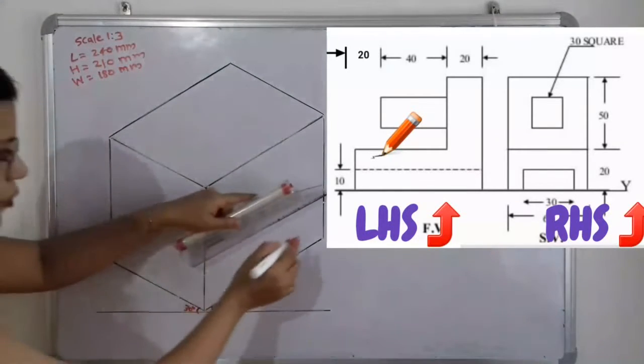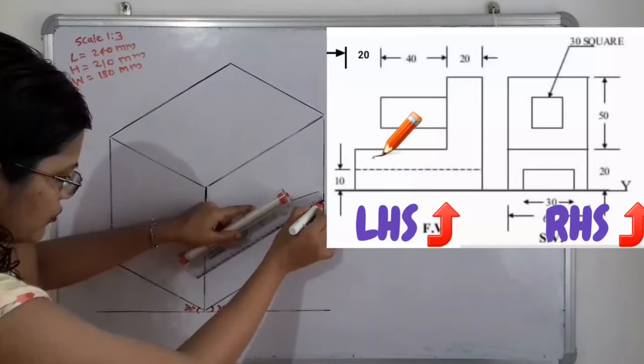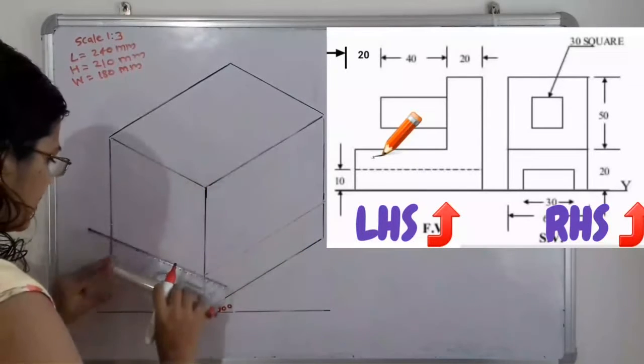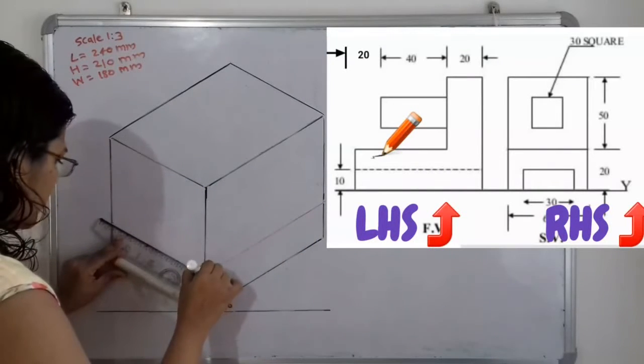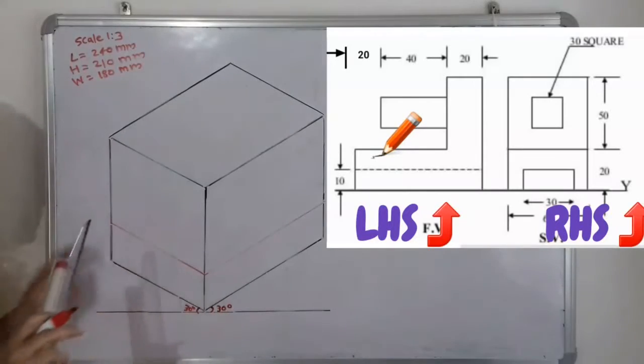So these are the 3 points. Now just join these 3 points. So this will be our base. So these are the projections. So use the faint pencil.